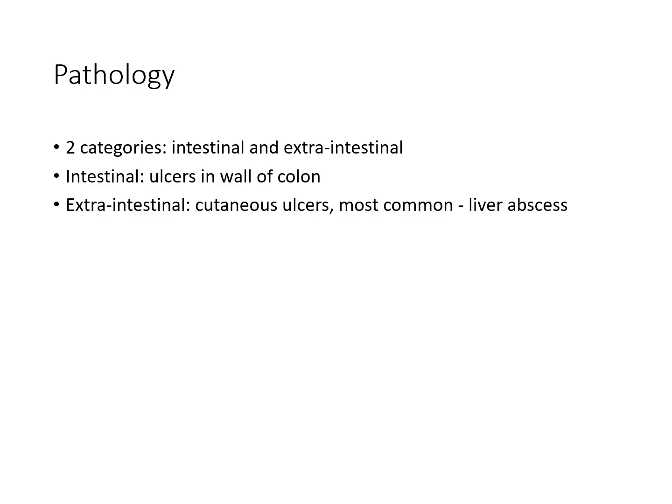You can also have cutaneous amoebiasis, which is cutaneous ulcers. So ulcerative lesions on the skin due to spread or direct extension. This is less common than the liver abscess. Other rare extraintestinal sites can include the lung, brain, and the spleen.